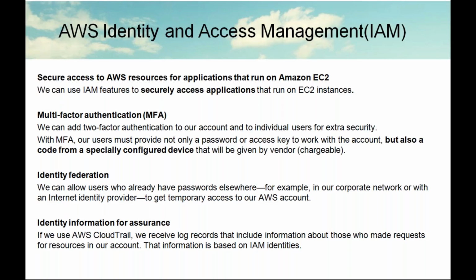Next, identity information for assurance. If you use AWS CloudTrail, we receive log records that include information about those who made requests for resources in your account. That information is based on IAM identities. For example, CloudTrail is a concept where every log it will record. So that is also how you can manage who is making requests, and you can identify them by using your IAM account.